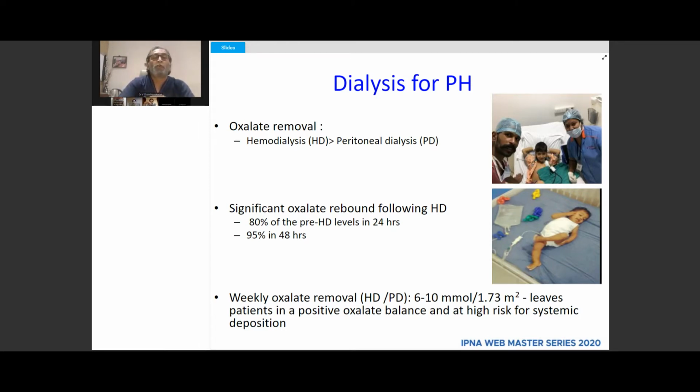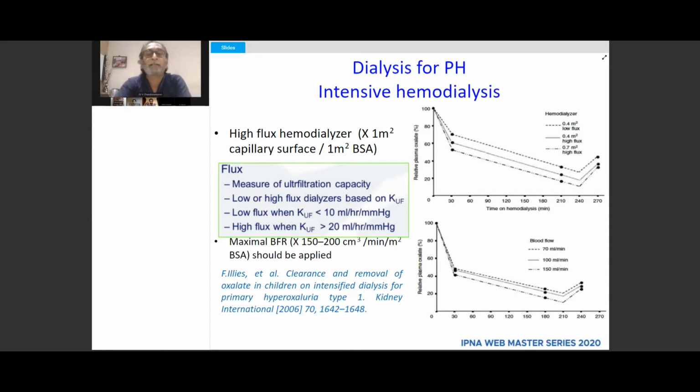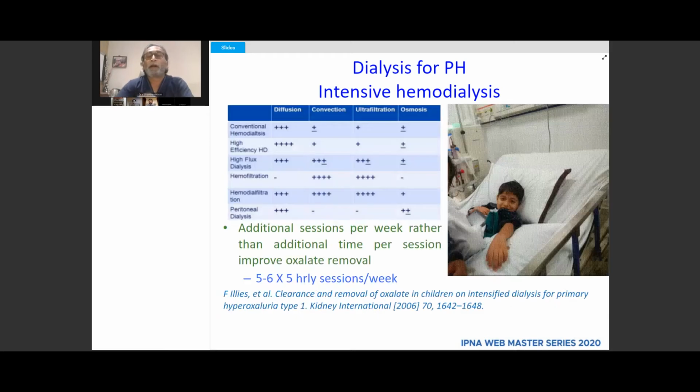So a lot of modalities for improving dialysis have been tried, which are useful in improving oxalate clearance. You can use a high-flux dialyzer with maximized blood flow rate for better oxalate clearance. And it's always better to have additional sessions per week rather than extended long sessions, because the diffusion gradient will be less, and in prolonged dialysis the removal of oxalate from the plasma is relatively low.